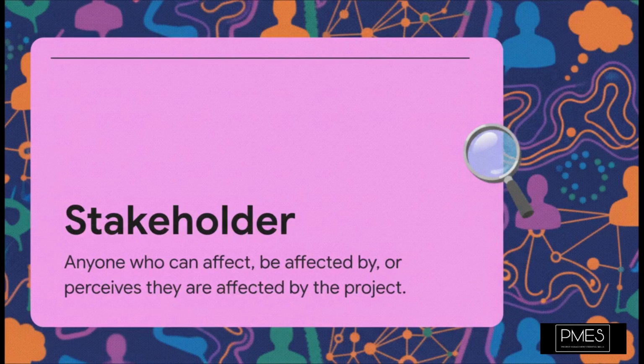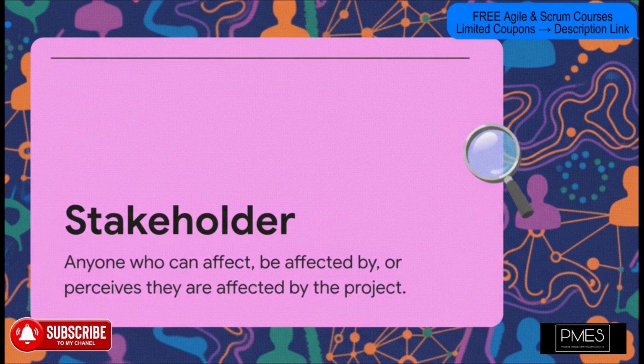Okay, and here's the classic definition, but with a twist that trips up so many projects. A stakeholder is anyone who can affect, be affected by, or, and this is the big one, perceives they are affected by the project. That last part is so crucial. Why? Because on your project, their perception is your reality. It doesn't matter if you think they're wrong. So what we're really doing here is mapping out the entire human risk of the project.